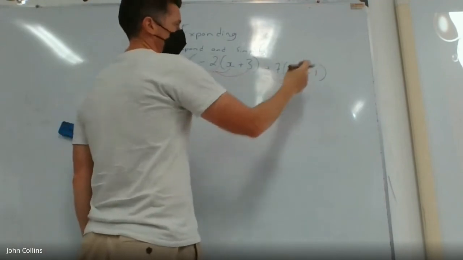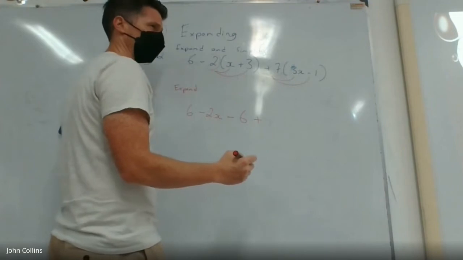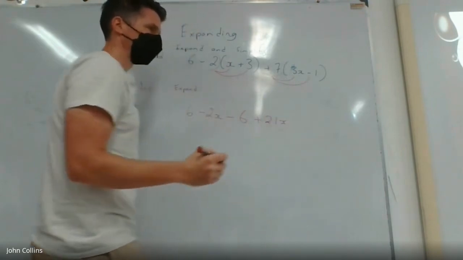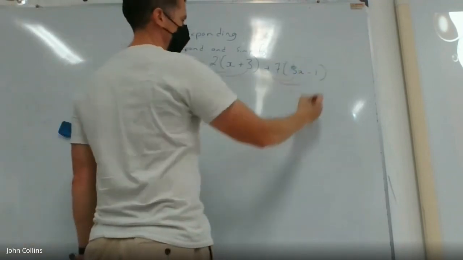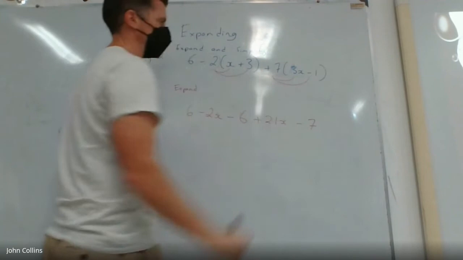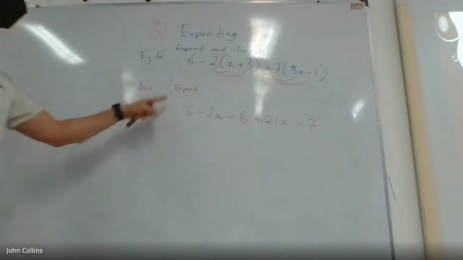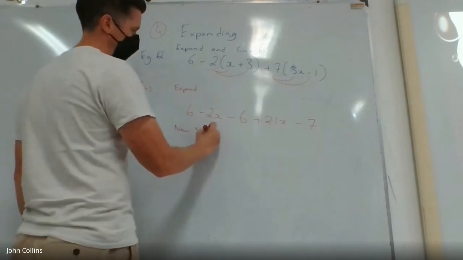Now we have +7 times 3x, so that's going to be plus what? 21, yeah. Are you with me? Yeah. +7 times -1, -7. Plus times minus, minus. That's it expanded. Now I simplify.